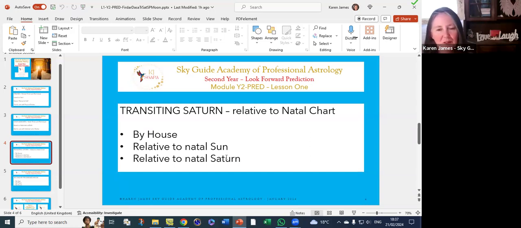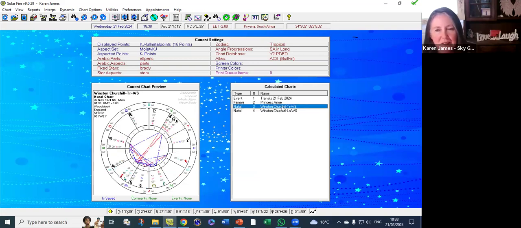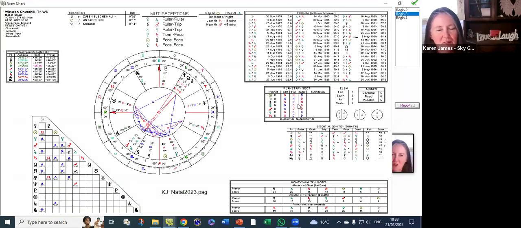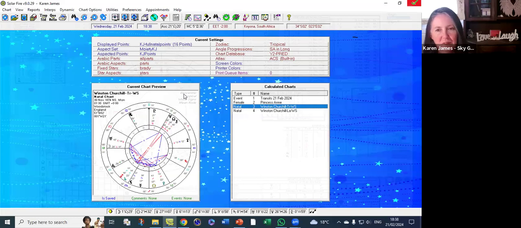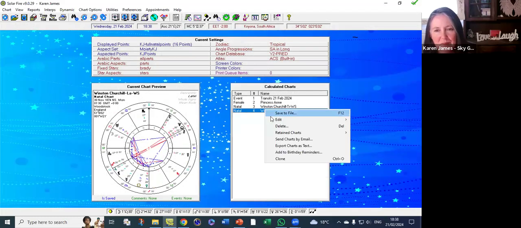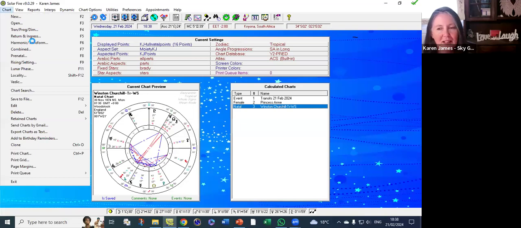Okay, so I'm going to hop out of here and I'm going to hop back into here. And what we're going to do, I'm going to take the tropical chart. And what I'm going to do with the tropical chart, let me just delete this Lahiri from here. We'll stay with tropical. So we're going to create a quadri wheel, because that at a glance you can see what's going on.